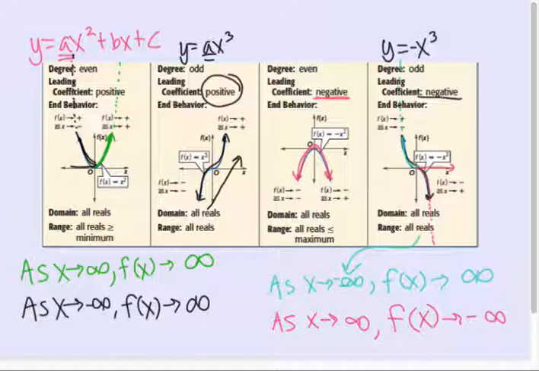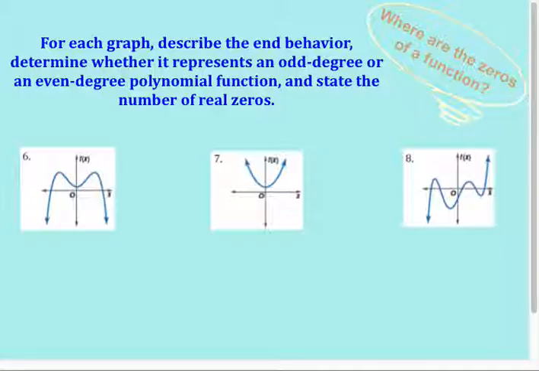Okay. So we're going to have some examples where we're going to do a little bit more of this right here below. So for each graph, describe the end behavior, determine whether it represents an odd degree or an even degree polynomial function, and state the number of real zeros. Okay? So this one, let's just start out, is it an odd or even? Well, first thing I notice is that both ends are going in the same direction, which tells me that it's an even degree.